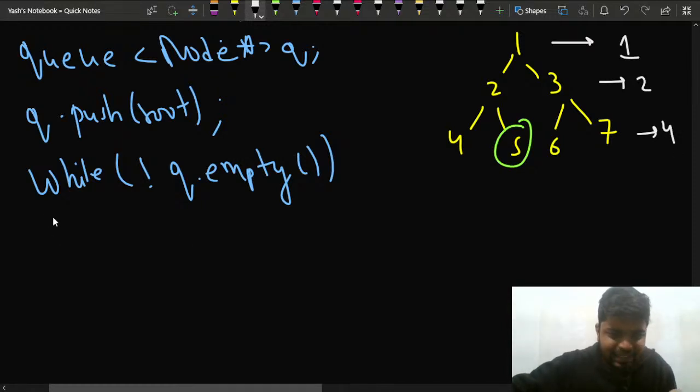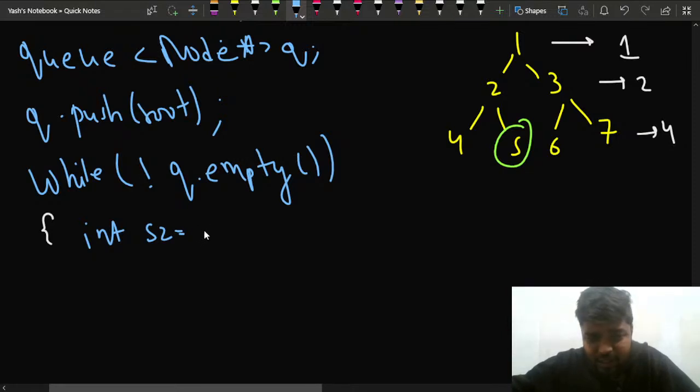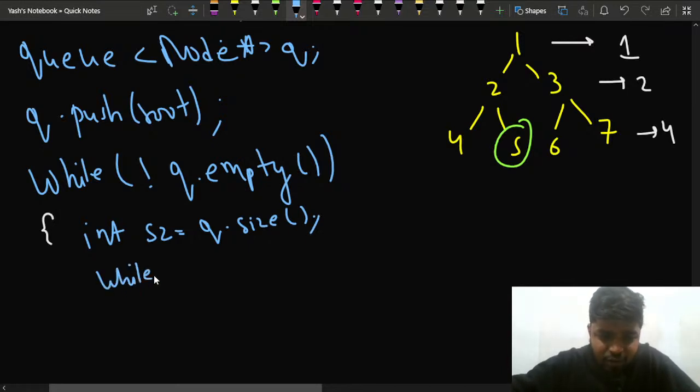So how do I check that? Initially, before starting, I would calculate the size of the current level. I'll say int size is equal to q dot size, so whatever nodes are there, I'll have them. Then I'll be running for this particular level, so I'll do while size minus minus. So I'll be iterating through this particular level, right?